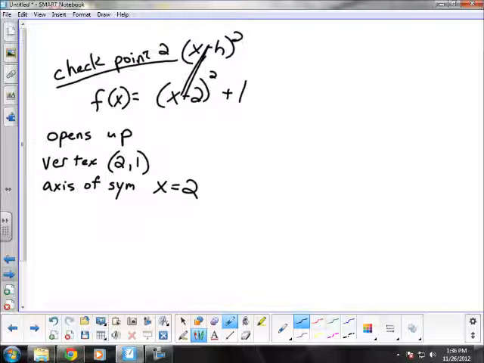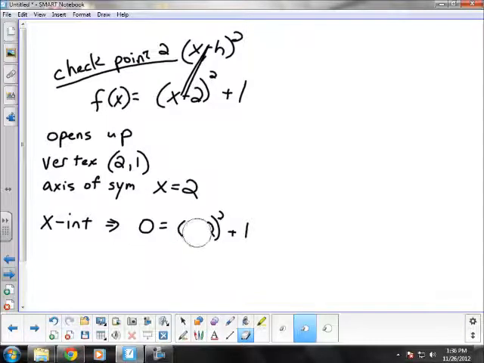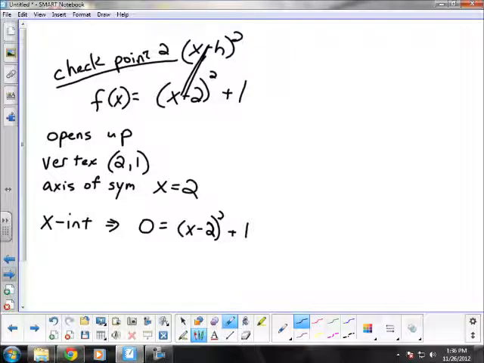Then we want our x-intercept. The way I find that is I say 0 is equal to x minus 2 squared plus 1. Oh, I'm sorry. Looks like I drew that line in there. Thank you. Okay, we good? Now, I'm going to subtract 1 from both sides. So negative 1 is equal to x minus 2 squared.